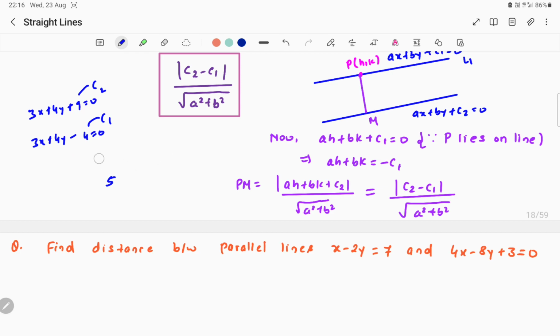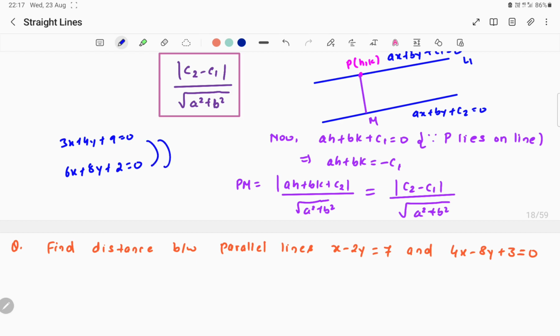One important thing that we have to keep in mind is that suppose the line equation is written 3x plus 4y plus 9 equal to 0, and the other equation is written 6x plus 8y plus 2 equal to 0. So yes, I do agree that these lines are parallel, because here a1 by a2 is equal to b1 by b2, but this formula will not be applicable.